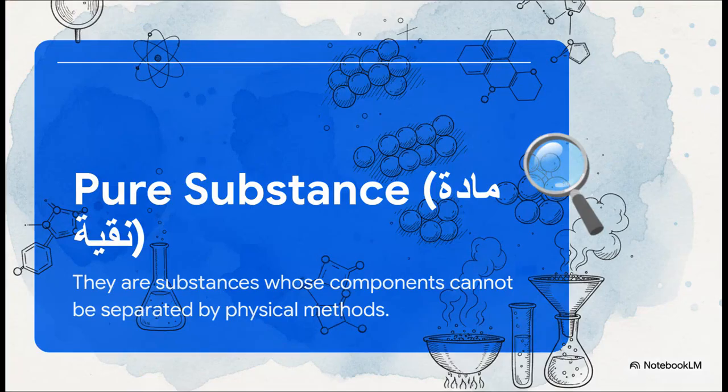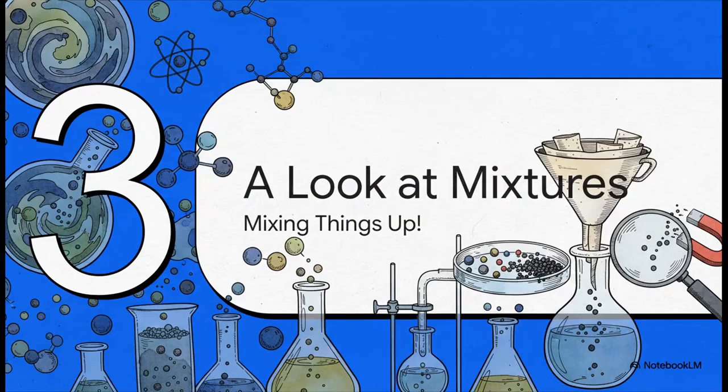The second group is a pure substance. A pure substance is made of only one single type of material, and you can't separate it using simple physical methods. For example, a spoonful of sugar is a pure substance because every single tiny crystal is exactly the same. It's all just sugar. Awesome.